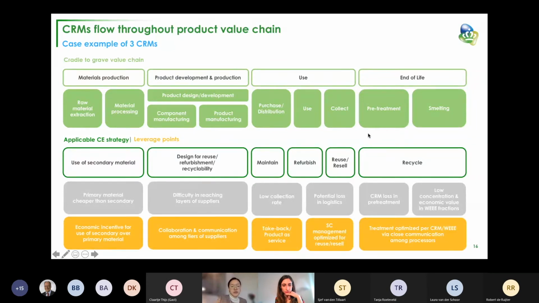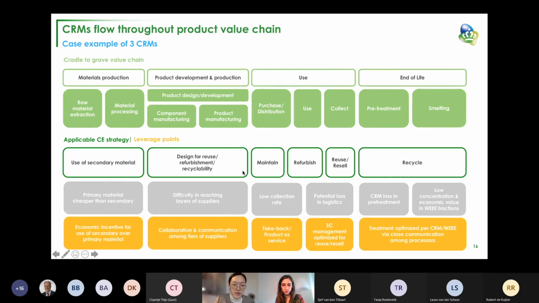However, it's also important to notice that these strategies come together with leverage points that we need to tackle. For example, in terms of secondary material use, often the primary materials are cheaper than secondary materials, which gives less reason for suppliers to choose secondary materials over the primary materials. Also, less reason for the recycler to consider the recovery of these CRMs in the end.